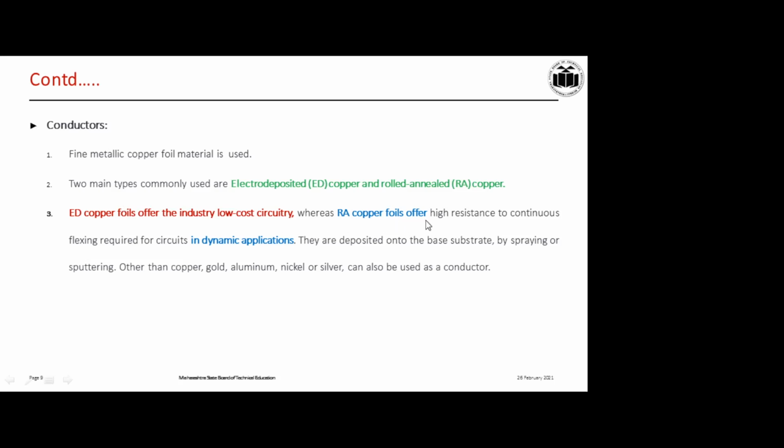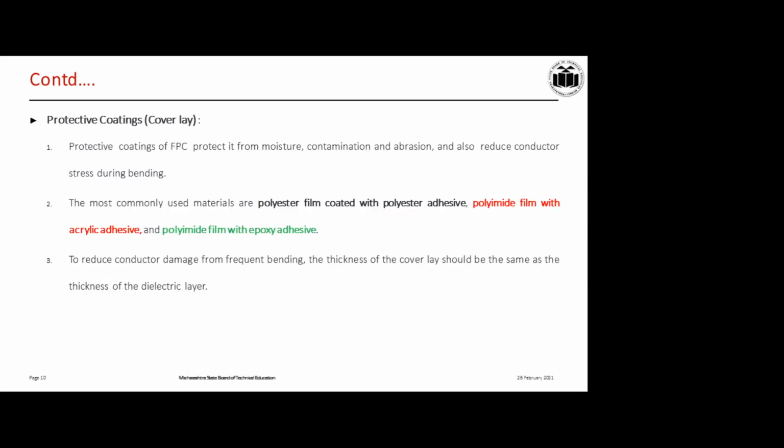Whereas the RA copper foils can be used where we require very high resistance to continuous flexing. So in those circuits for dynamic applications we select the metallic film of RA copper foil. Along with ED copper foil and RA copper foil, other examples of conductors like gold, aluminium, nickel or silver can also be used. Now after the conductor, the last layer is the protective coating.